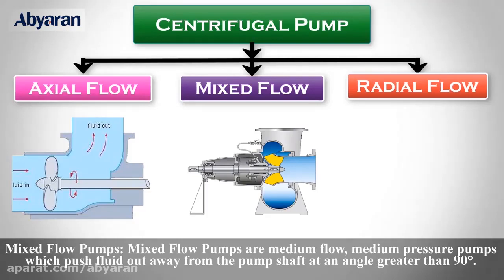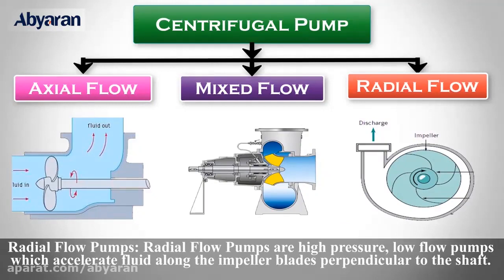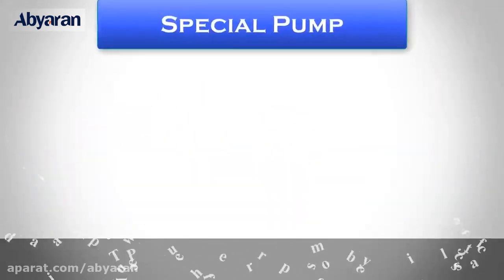Mixed flow pumps are medium flow, medium pressure pumps which push fluid out away from the pump shaft at an angle greater than 90 degrees. Radial flow pumps. Radial flow pumps are high pressure, low flow pumps which accelerate fluid along the impeller blades perpendicular to the shaft. Special pumps.